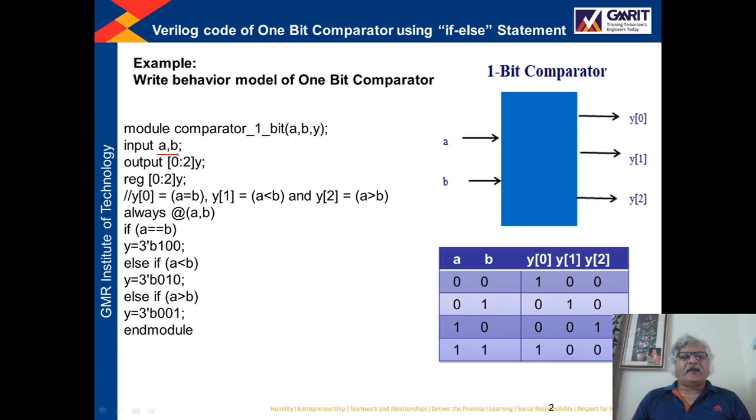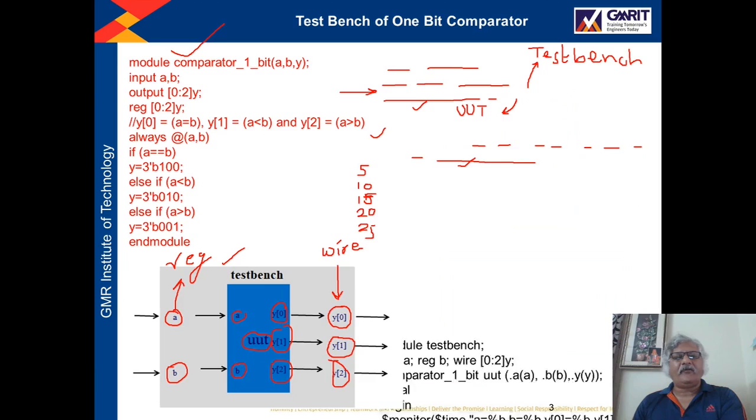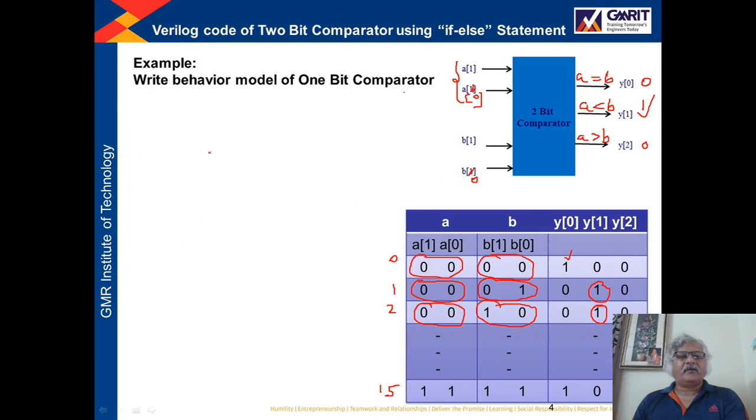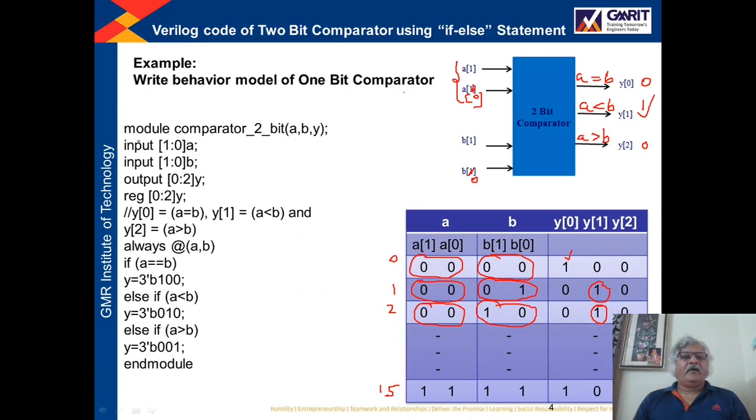In the input side, here in the single bit comparator, A and B are single bit. But now what I will do, in place of single bit, I will declare it an array of 2 bits. A will be an array of 2 bits and B will be an array of 2 bits. So you can see here.